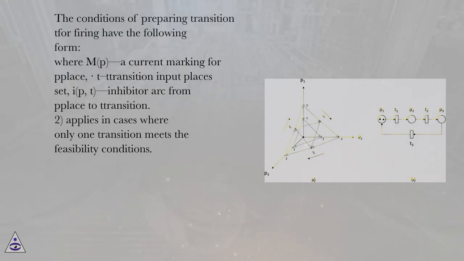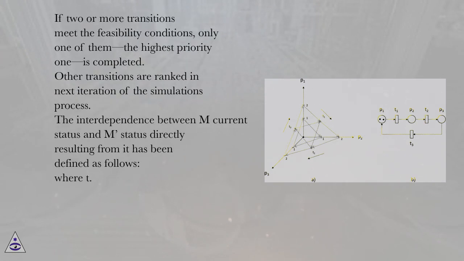The conditions of preparing transition to a firing have the following form. Where MP a current marking for place, *T transition input places set, IP, T, inhibitor arc from place to transition. 2. Applies in cases where only one transition meets the feasibility conditions. If two or more transitions meet the feasibility conditions, only one of them, the highest priority one, is completed. Other transitions are ranked in next iteration of the simulations process.